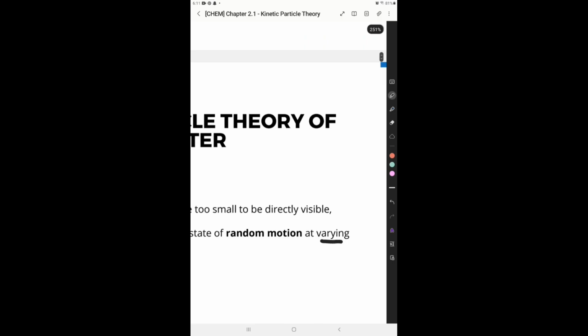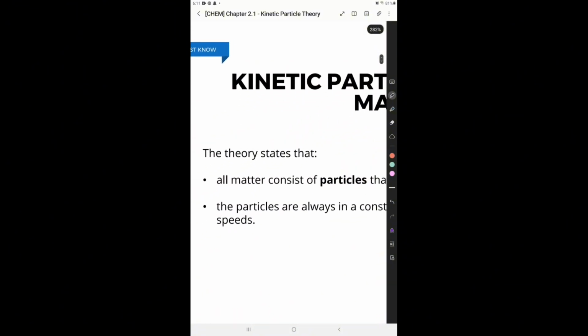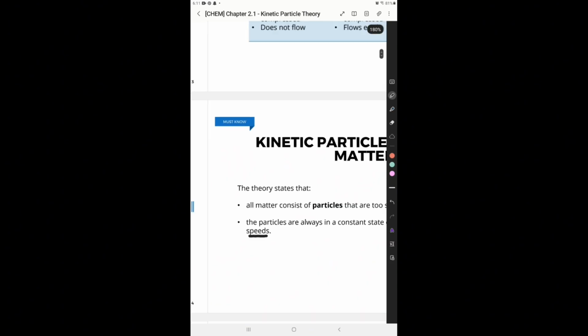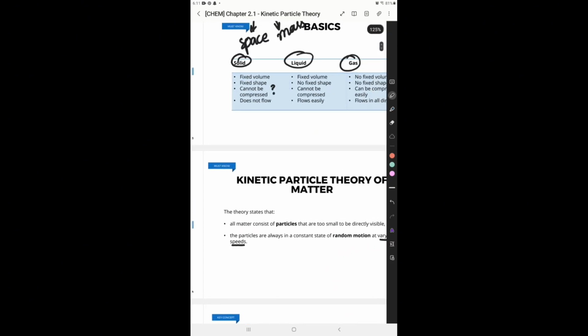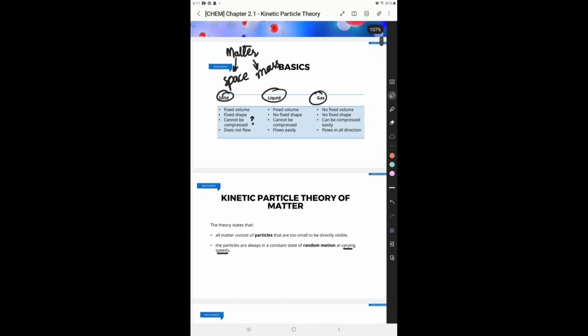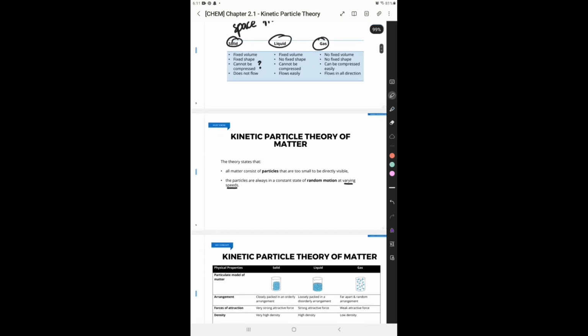Why are they saying varying speeds? Because obviously in solids there is a different kind of motion, in liquids there will be a different kind of motion, in gases there will be a different kind of motion. That's why they have used the term varying speeds. So every particle is in motion but not necessarily in the same motion. I hope you guys are getting my point.